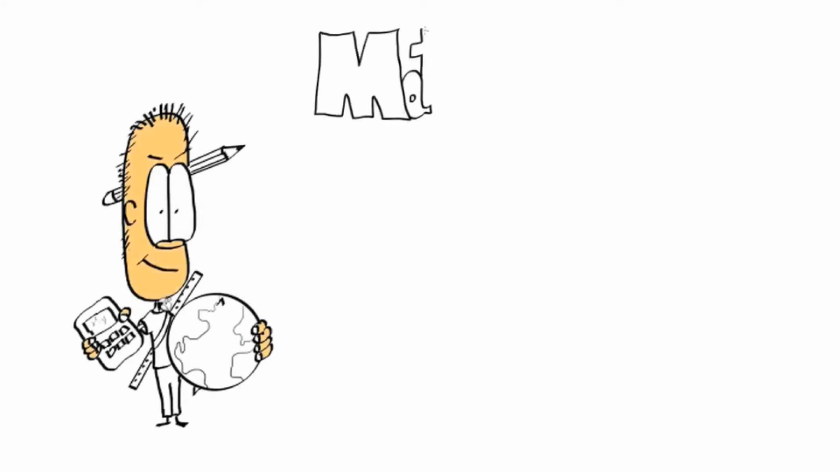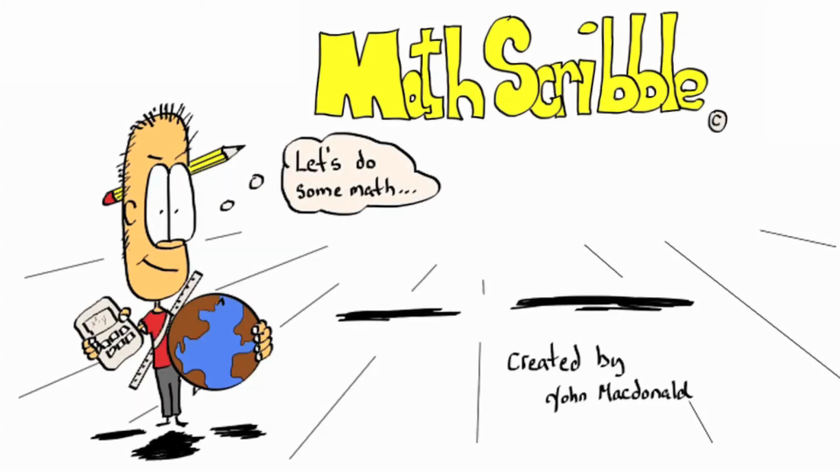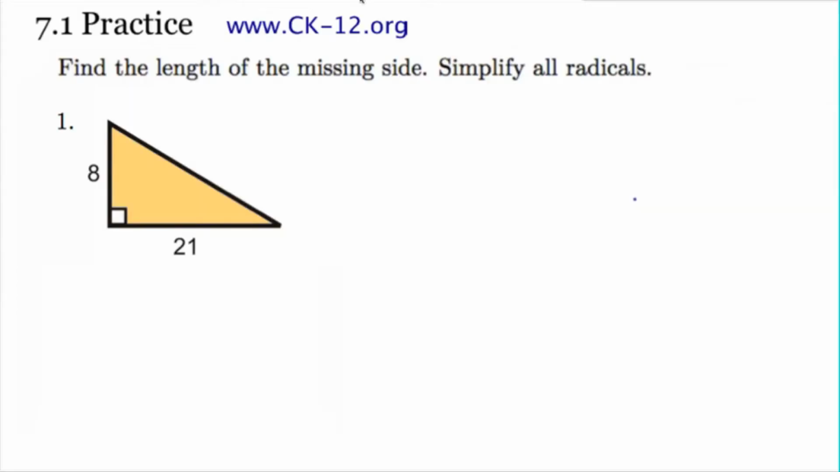Hi everyone. In this video we're going over some of the solutions for the 7.1 practice set working with the Pythagorean theorem. So we're trying to find the length of the missing side.